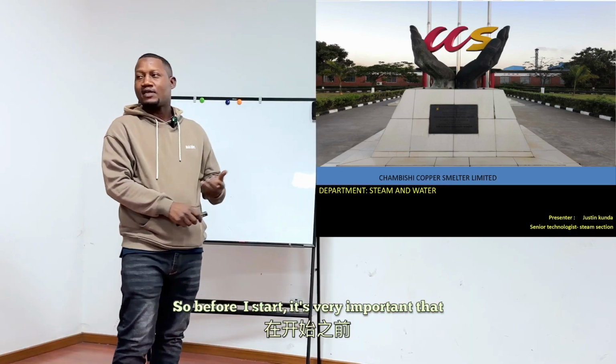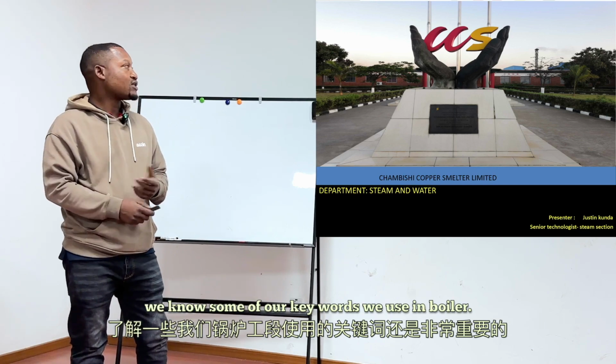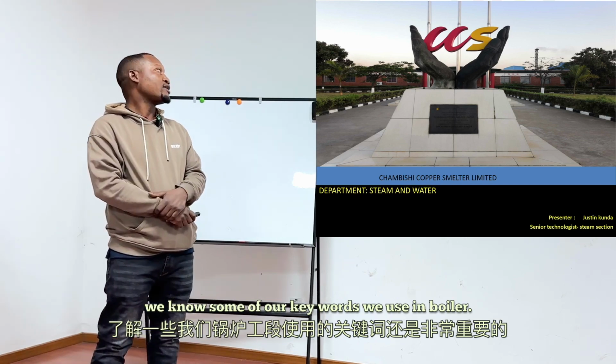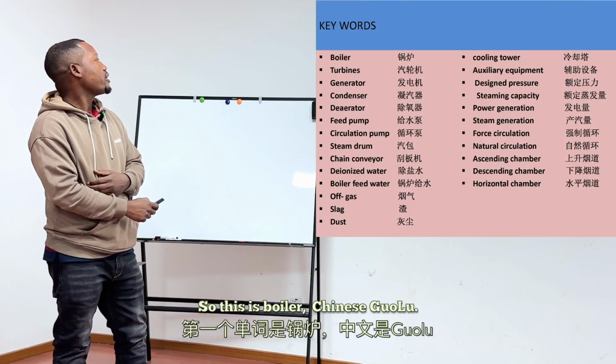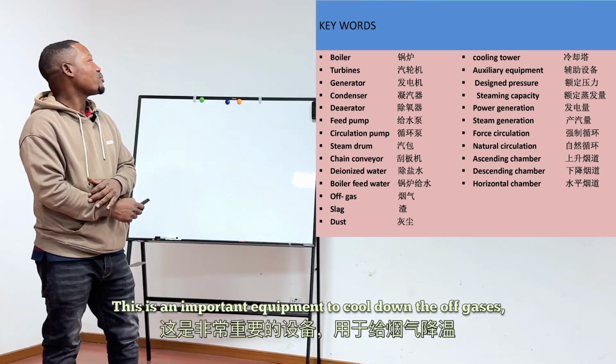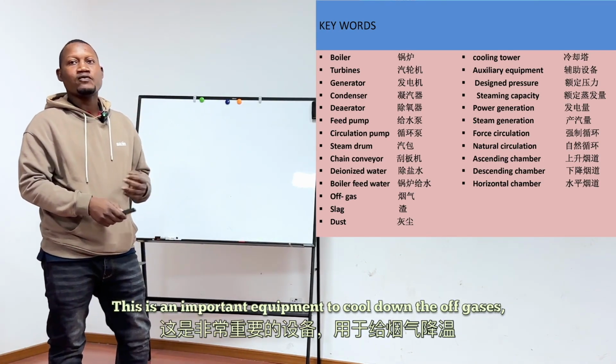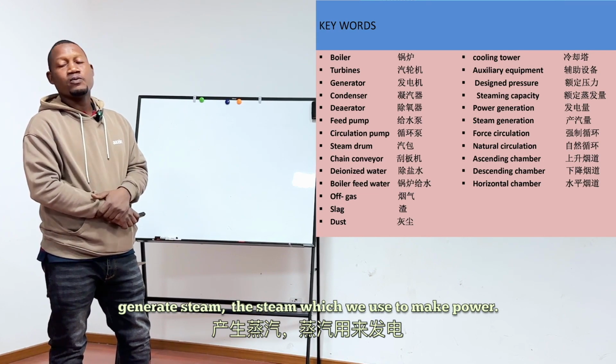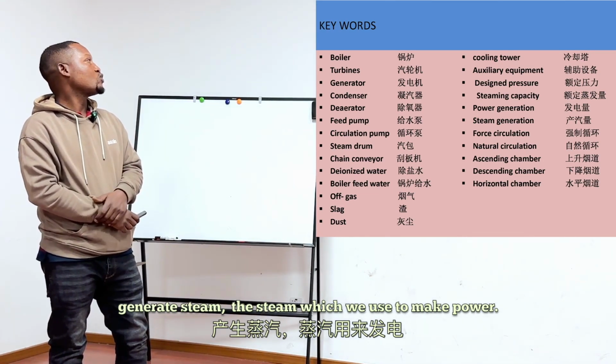So before I start, it's very important that we know some of our keywords we use in the boiler. This is the boiler. It's an important equipment to cool down the off gases and generate steam, the steam which we use to make power.